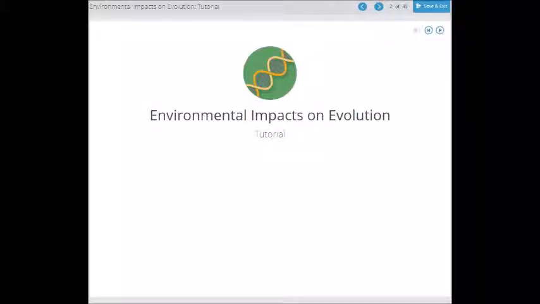This is going to be on environmental impacts on evolution. Now that's going to be what we talk about at the end. We've got a lot to talk about in between, and let's just get started.